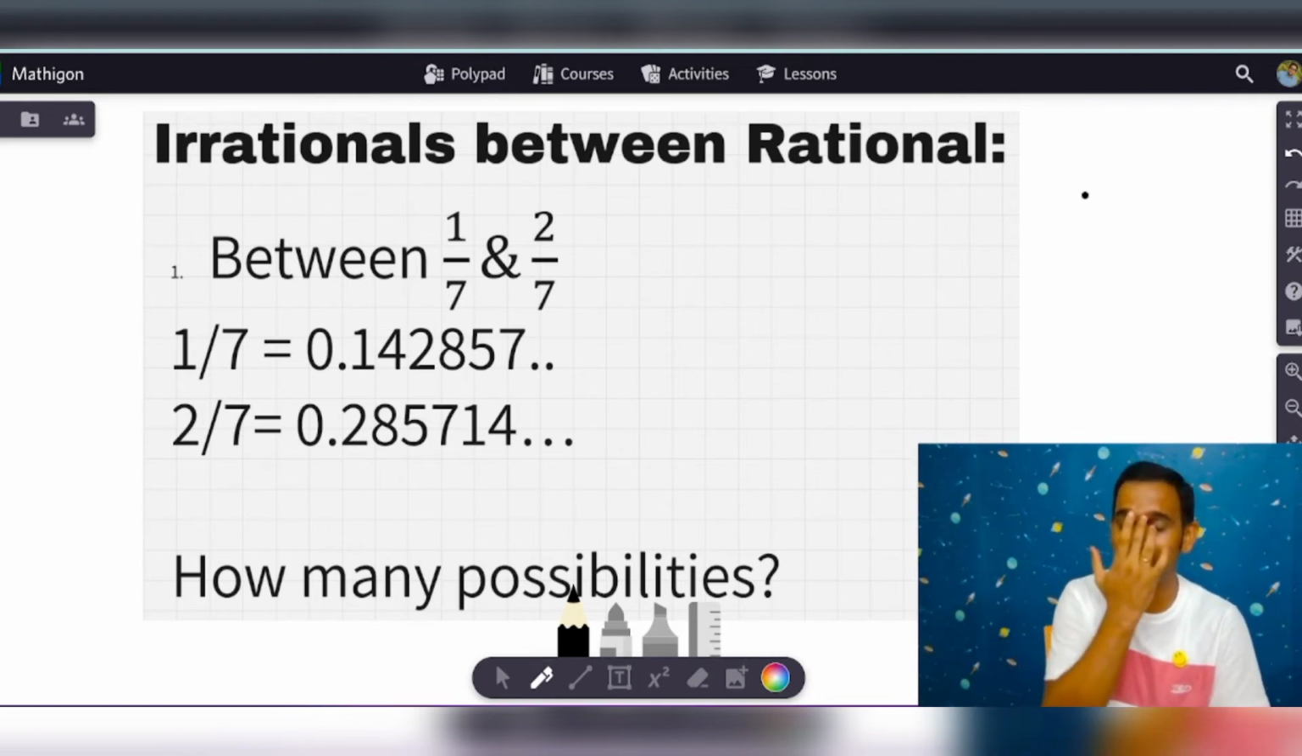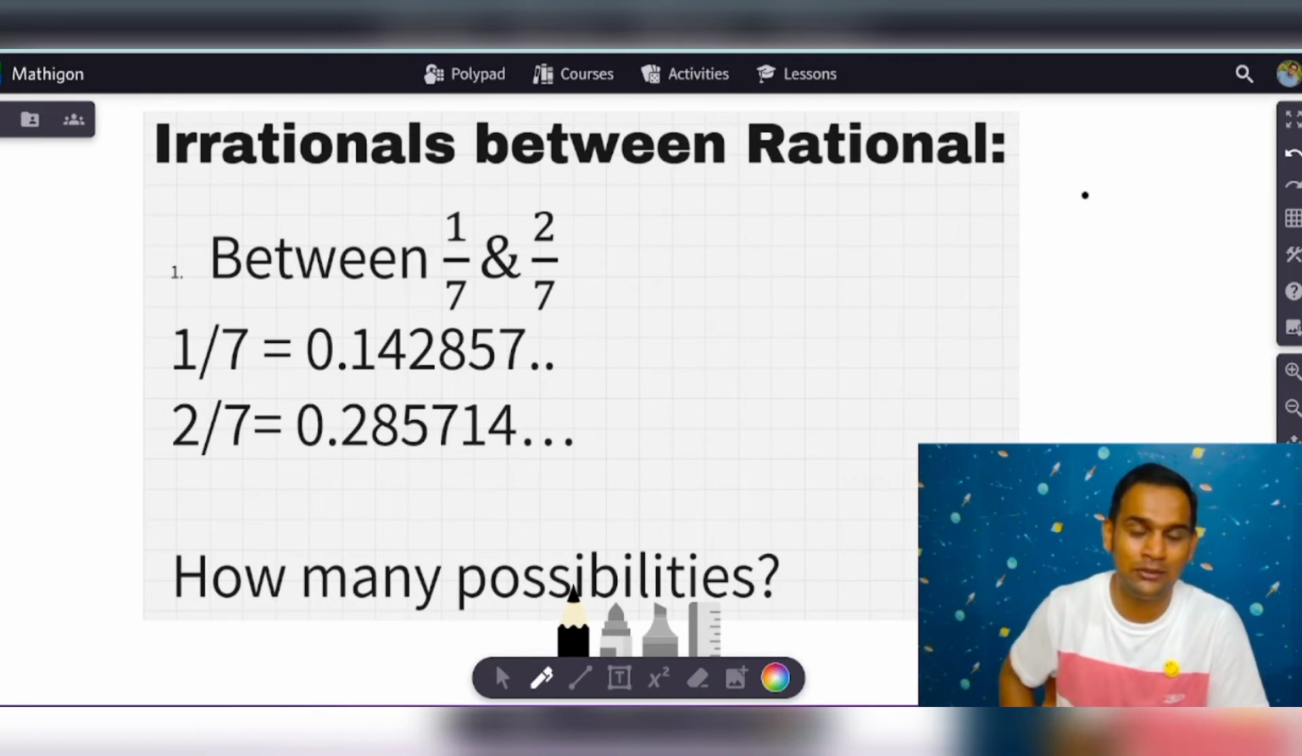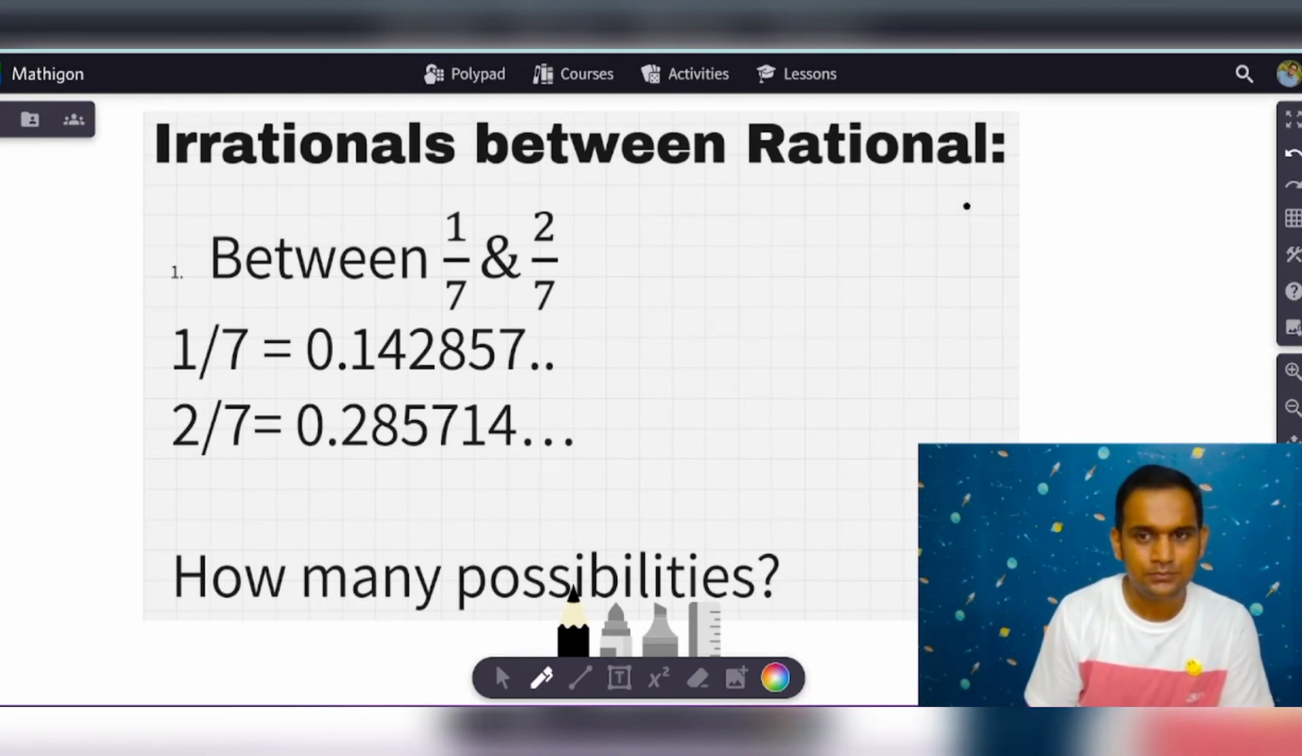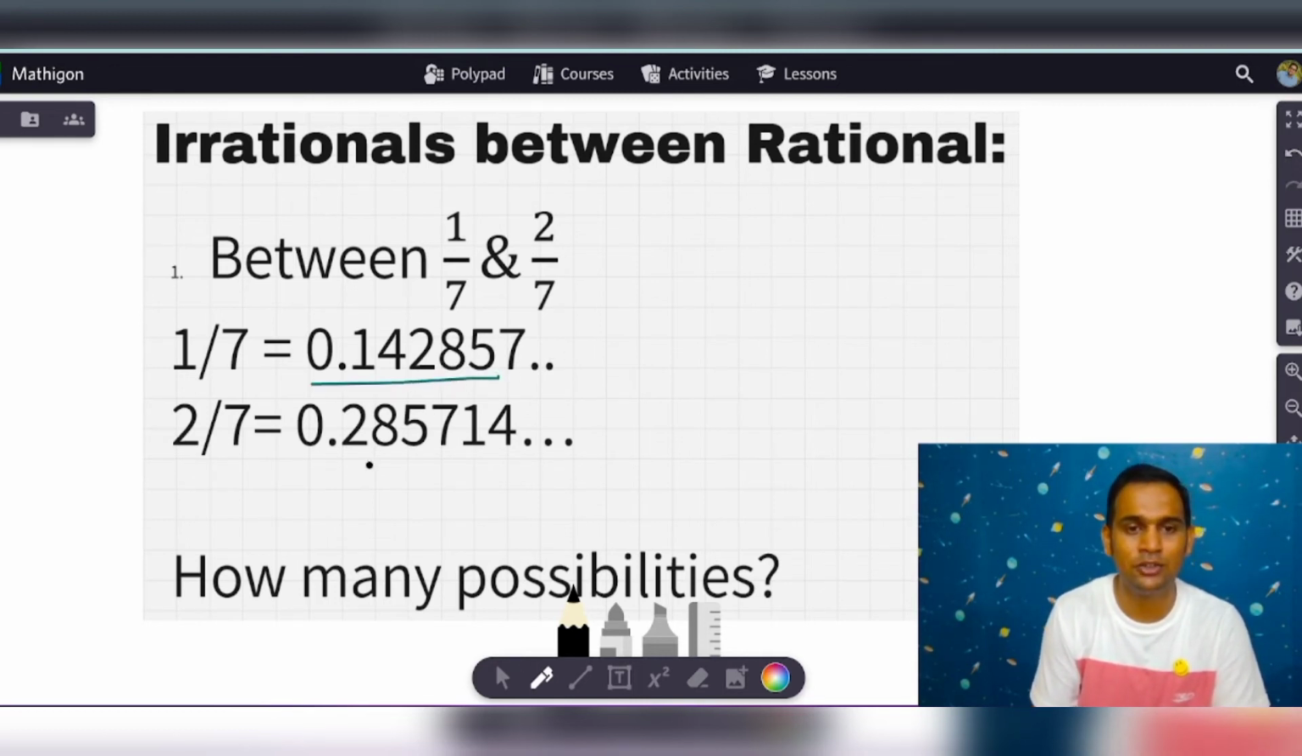Whenever we have rational numbers, obviously we can write them in the form of p by q. So we have p by q form given, 1 by 7 and 2 by 7. We have to find irrationals between them. What we do is find their decimal expansions. As you can see, we have recurring decimal expansions, 0.142857 and 0.285714. These are only the repeating terms. So this is repeating, and we have to find irrational numbers between them.